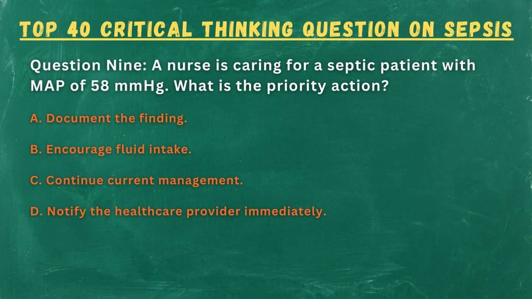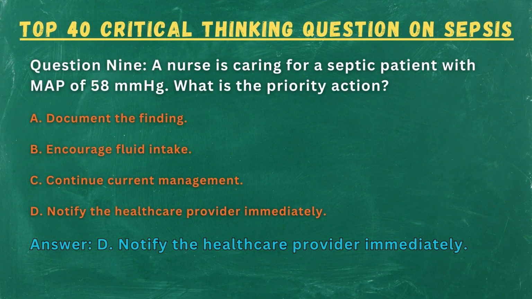Question 9. A nurse is caring for a septic patient with MAP of 58 millimeters of mercury. What is the priority action? A. Document the finding. B. Encourage fluid intake. C. Continue current management. D. Notify the healthcare provider immediately. Answer. D. Notify the healthcare provider immediately.